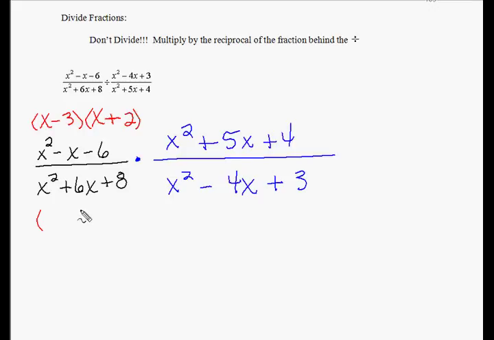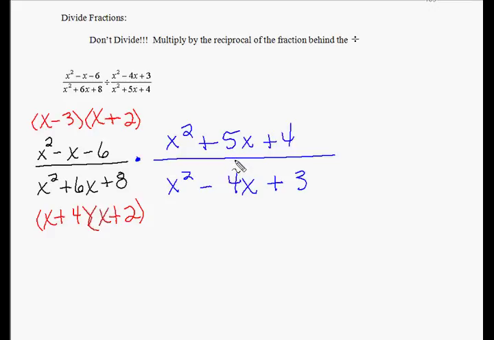In the denominator, again, I'm going to try and factor that. There's nothing common to all three terms, so I'll break down the first term and break down the last term. Check the signs. They're plus, and so they're both going to be the same. They're both going to be a plus.